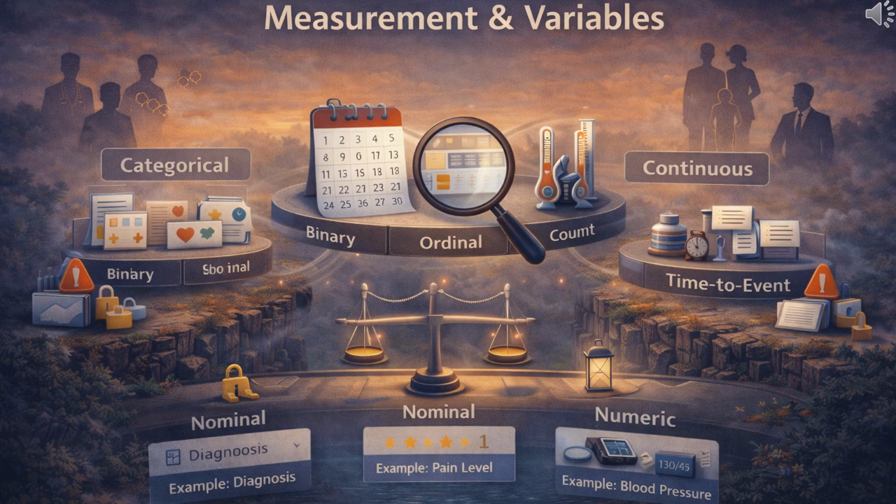A mediator is a variable that sits on the pathway between exposure and outcome, meaning the exposure influences the mediator and the mediator influences the outcome. Mediators help explain how an effect might happen. For example, an intervention might increase knowledge, knowledge might change behavior, and behavior might improve outcomes. Another example, a staffing change might reduce wait times. Lower wait times might reduce missed appointments, and fewer missed appointments might improve outcomes.